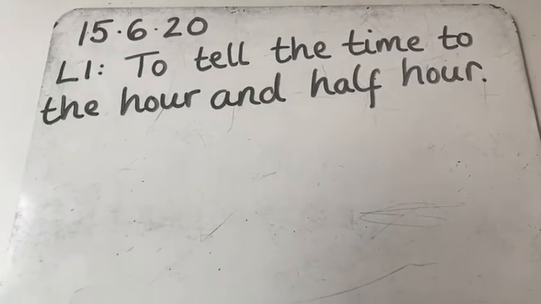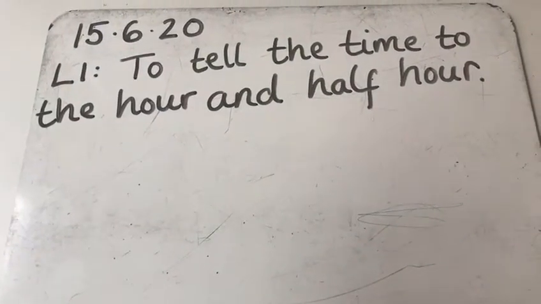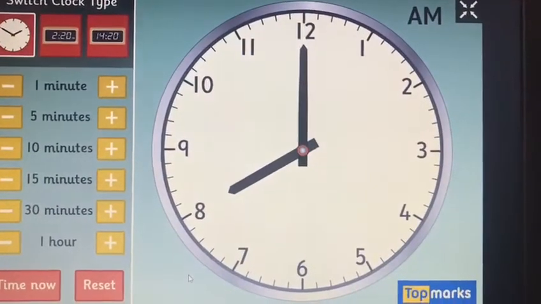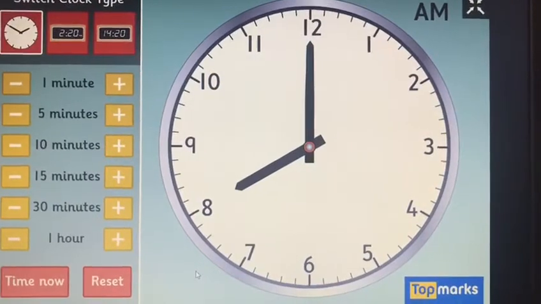Today's math learning intention is to tell the time to the hour and half hour. Okay, have a look at this clock, year one. Can you tell me what time it says it is?